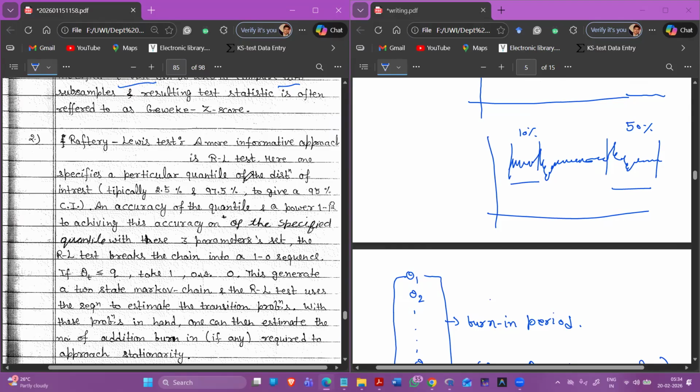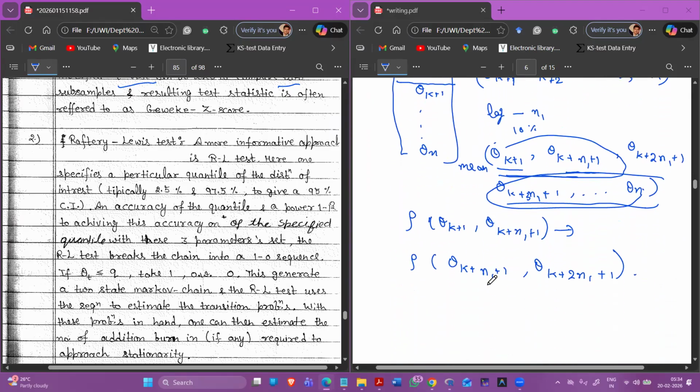But in the Raftery-Lewis test, what is the problem? We need more observations. Here, you don't have any restriction on the observations. But in the Raftery-Lewis test, you have the restriction that when you apply the test, the size of the sample after thinning and taking the lag should be at least 3700. You should have at least 3700 observations after the burn-in period and after taking the lag.